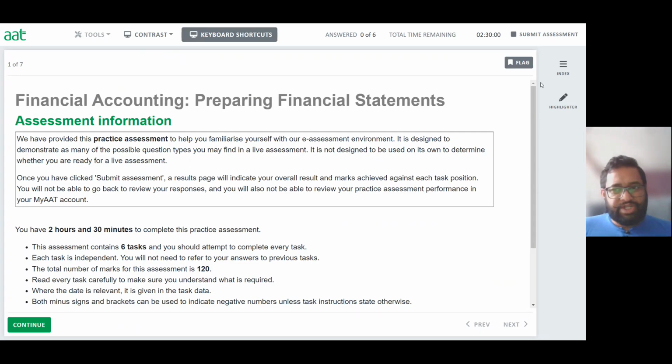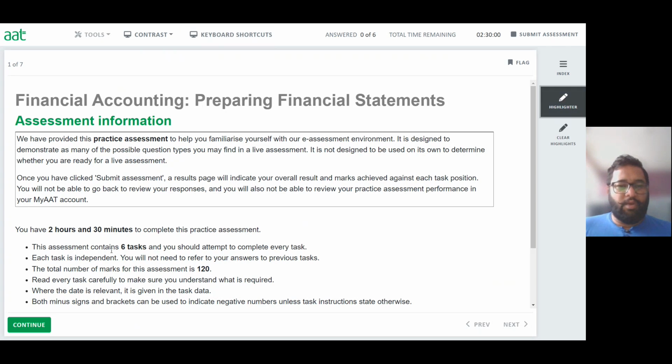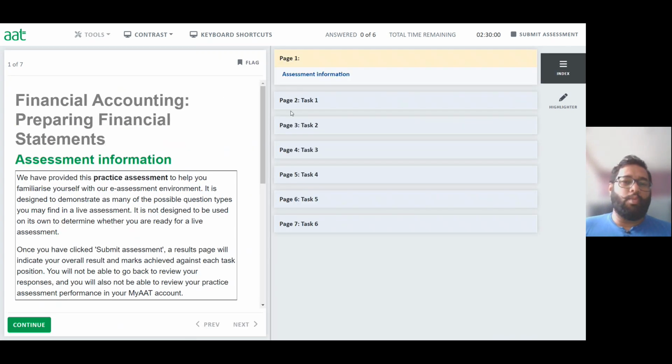There's an option to flag your questions, and you also have a highlighter option. It lets you highlight a part of a question so that you can pinpoint what you're actually looking for. If you want to highlight something, you click on it, and if you click out again, the highlighter will go away. You can also clear it here. Anything you highlighted will show up there, and this index will show you where we are at the moment. When we start, press continue, and you will be able to navigate between different questions.